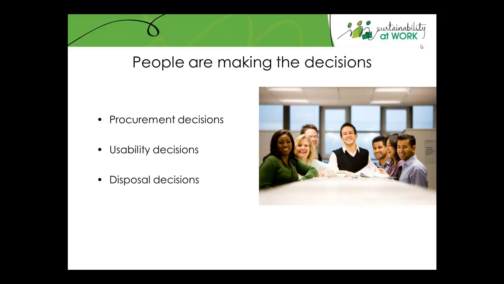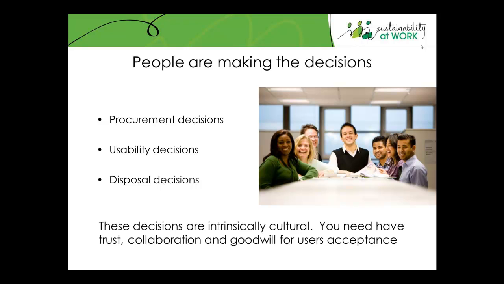And then obviously there are the disposal decisions, and the critical question is whether the people making the decisions around disposal are intertwined with the people making the decisions around procurement, and how do they interlink? And these decisions are intrinsically cultural. They're embedded into the organisation, and the way that people behave and make decisions in that organisation is cultural. And so you have to have trust and collaboration and goodwill for user acceptance. And I think that's the critical thing.